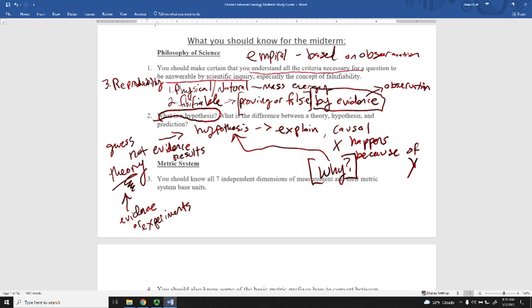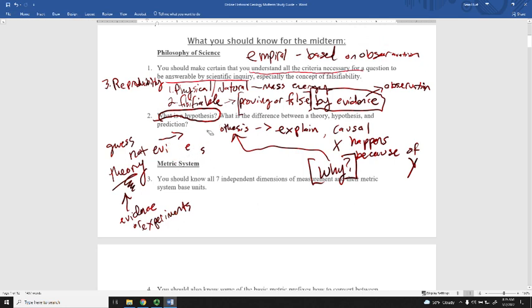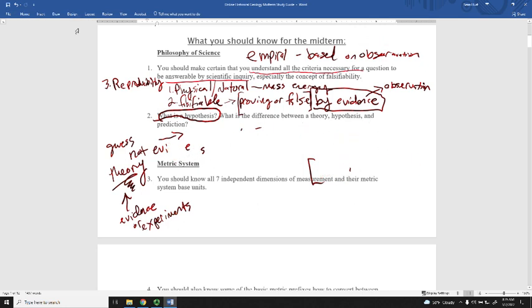Another thing that often gets confused here that I wanted to talk about is a prediction. So prediction, sorry, I'm kind of erasing some of this stuff so I have more room to write. A prediction.